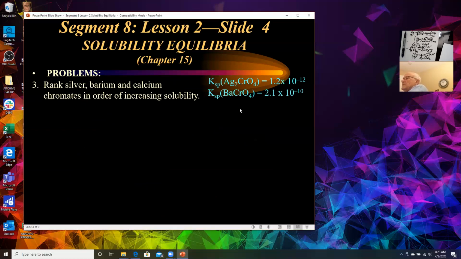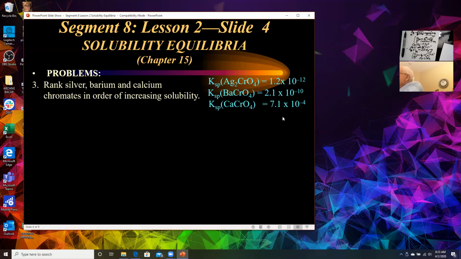The KSP for barium chromate is 2.1 times 10 negative 10, and the KSP for calcium chromate is 7.1 times 10 negative 4. Now, you cannot compare the KSPs and say the one with the smallest value is the least soluble, and the one with the largest value is the most soluble, unless they both have the same stoichiometry. For example, barium chromate has 1 cation and 1 anion. Calcium chromate has 1 cation and 1 anion.